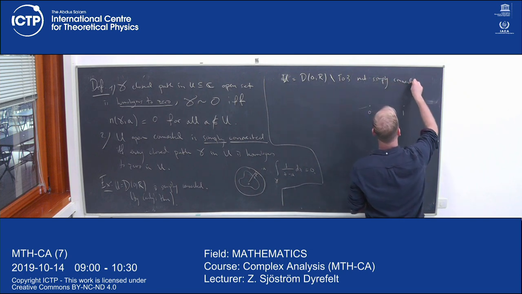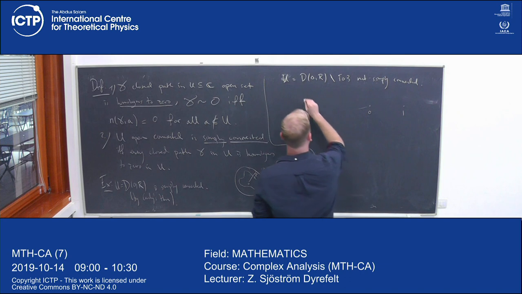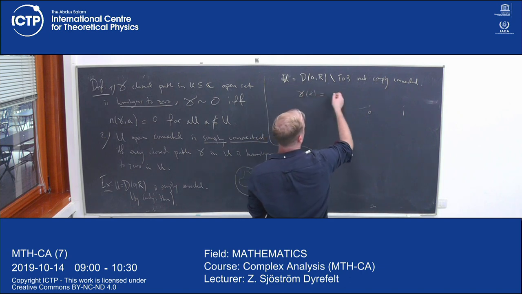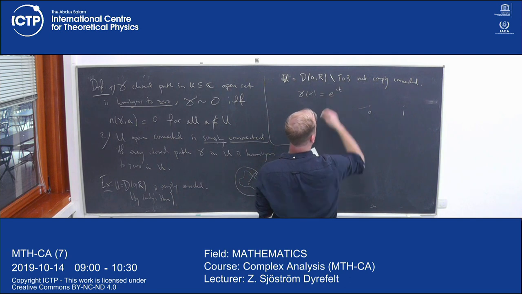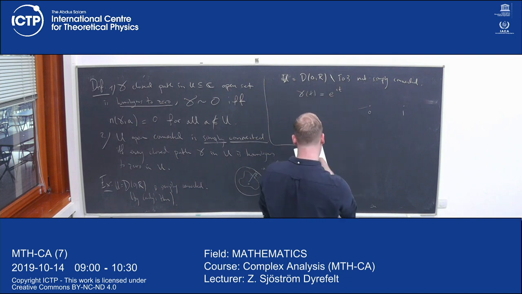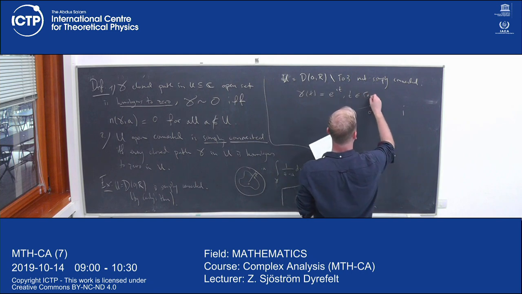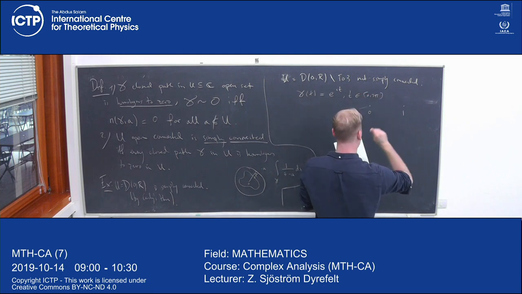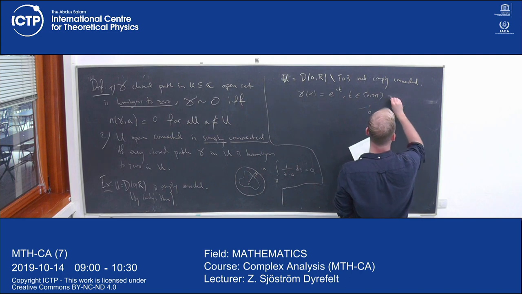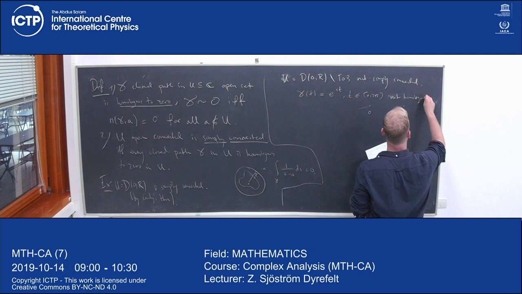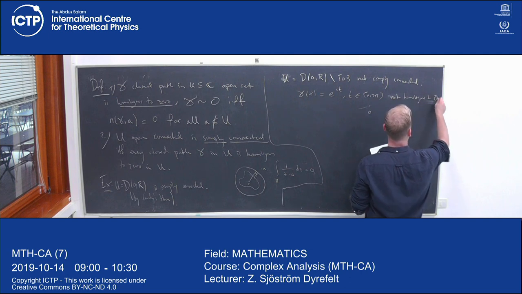And why is that? A starts around 0. A equal to 0. Exactly. So gamma t is equal to e to the it, t from 0 to pi is not homologous to 0. Okay?